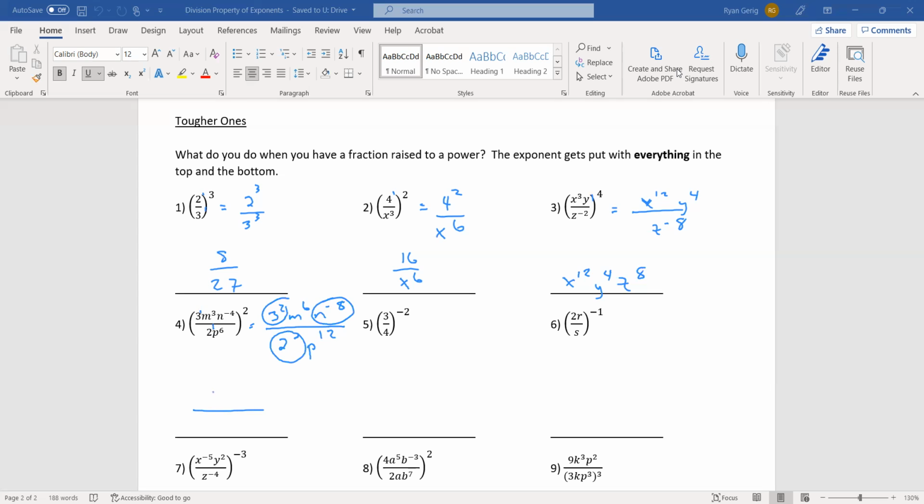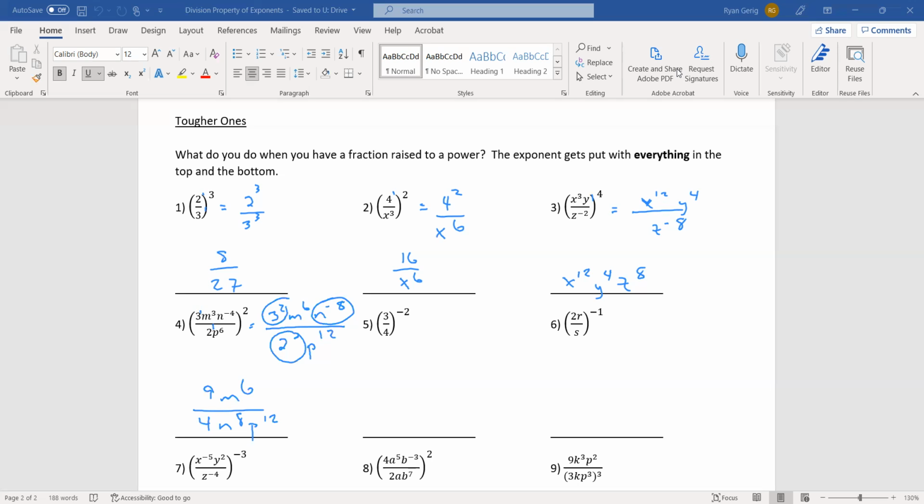3 squared is 9. M to the 6th stays on top. 2 to the, N goes to the bottom. I know that. N goes to the bottom, becomes N to the 8th. But I'm going to go ahead and do 2 squared and say 4. And then P to the 12th stays on the bottom.